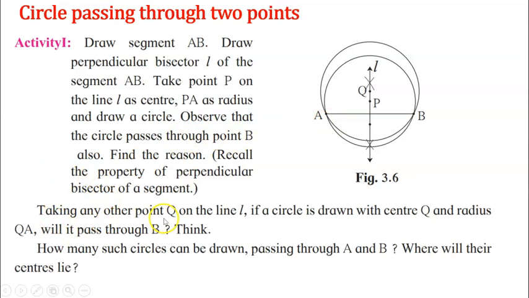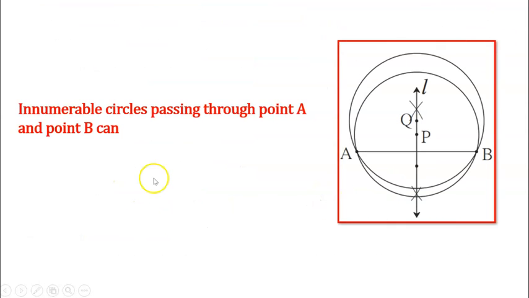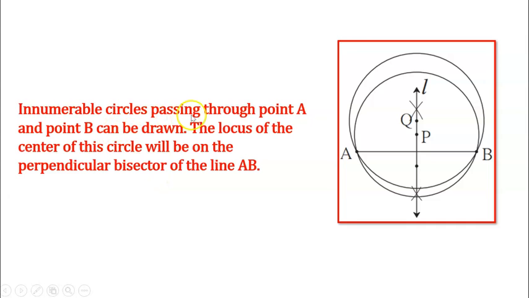Take any point Q on the line L. A circle drawn with center Q and radius QA will also pass through point B. How many such circles can be drawn passing through A and B? Again, an infinite number of circles will pass through these 2 points. And hence we conclude that innumerable circles passing through points A and B can be drawn. The locus of the centers of these circles will be on the perpendicular bisector of the line AB.